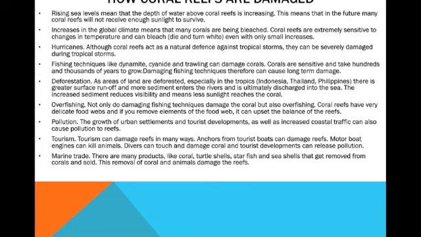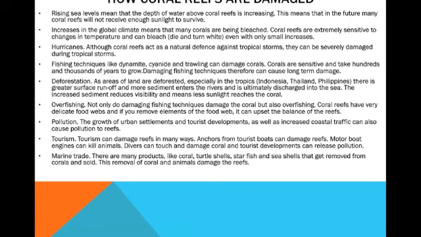Overfishing. Not only do damaging fishing techniques damage the coral, but overfishing does too. Coral reefs have delicate food webs, and if you remove elements of the food web, it can upset the balance of the reefs. Pollution. The growth of urban settlement and tourist development, as well as increased coastal traffic, can also cause pollution to the reefs.